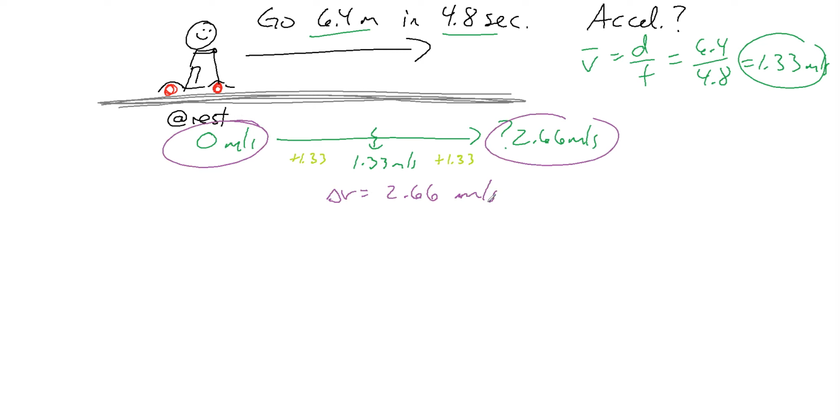Now, the change in v isn't always going to be double the average v. That only happens if one of the v's happens to be equal to 0. But we're just starting out here. So the change in v is 2.66. Now that I have that, I can find my acceleration. The change in v is 2.66. My change in time has not changed. That's still 4.8. So if we divide 2.66 by 4.8, we get an acceleration of about 0.55 meters per second squared.